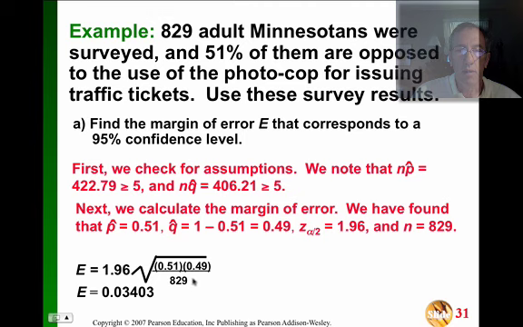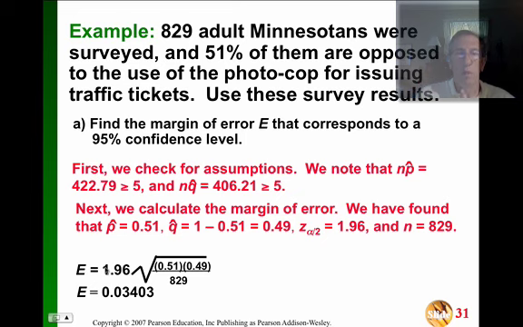We use that in our standard deviation calculation. You'll recognize this from some previous work. It's the square root of P hat 0.51, Q hat 0.49, over N, which is 829. So that gives us a standard deviation, and this is our old friend from table A-2.